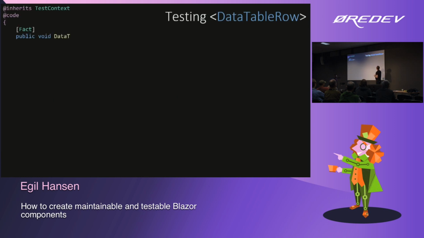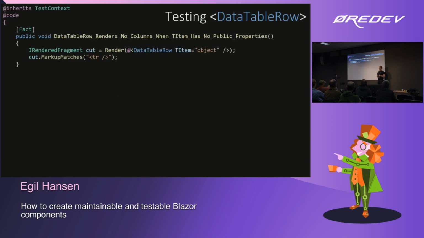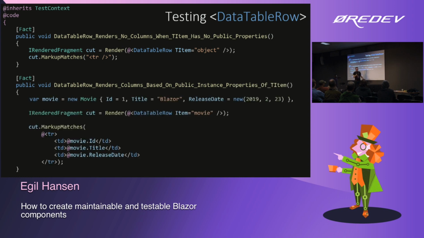So I'm going to skip showing you a test for the data table header component because it's going to look much like the data table row tests here. But we can just do a simple, basic test and say, well, if there's no item being passed to the data row, it's just an empty row. Sorry, it's not a super interesting test, but it's something that you might want to have there. And then we can write a simple test that verifies that a data table row renders columns based on the public instance properties of the t item it's passed. And it looks quite simple. It looks like this. We create a movie item and we pass that to the data table row, and then we can assert the markup should match a specific structure.